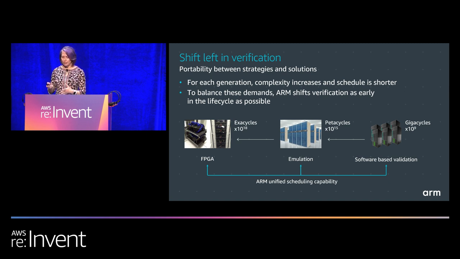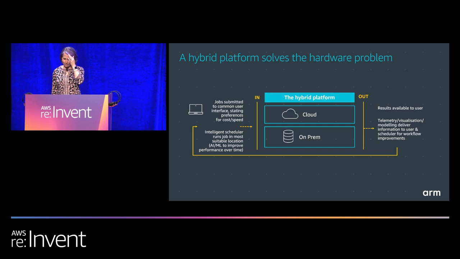And we do that by installing emulators and FPGA so that we can run hardware acceleration. These resources are capable of running billions more test cycles than typical software-based simulators are. And they're co-located in our engineering environment for connectivity and data transport reasons. But we like to call this our hardware problem. And a hybrid platform solves our hardware problem.